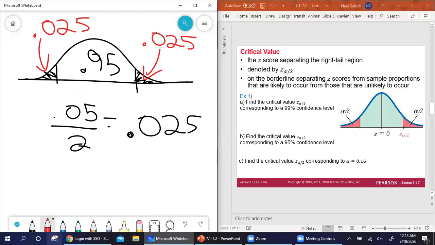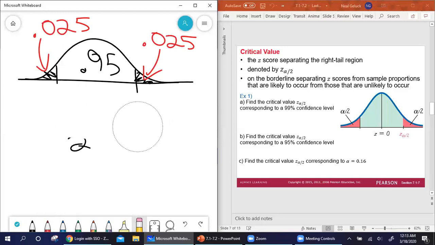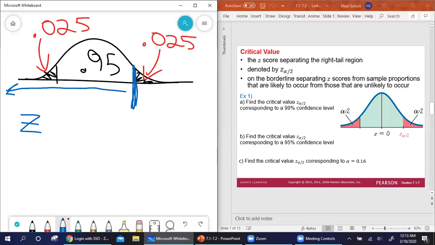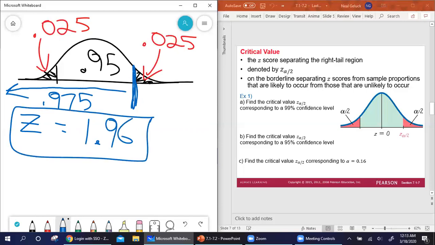So if I want to figure out the z-score, the z critical value, it is what z-score goes here to where 0.95 and 0.025, that's going to be 0.975 area to the left. That goes with a z-score of 1.96, and we've seen that number a lot of times. So that is the critical value. And again, we're going to be using this critical value idea in our further calculations, but right now we're just trying to figure out how to do the critical value.